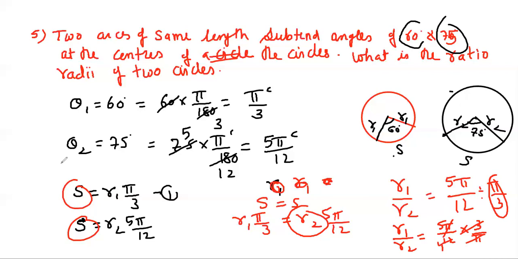So finally, the ratio of radius 1 upon radius 2, R1 upon R2, is 5 above and 4 below. So this is our final answer. That's what he has asked us. I hope you understood this. Yes, take a screenshot. Done.